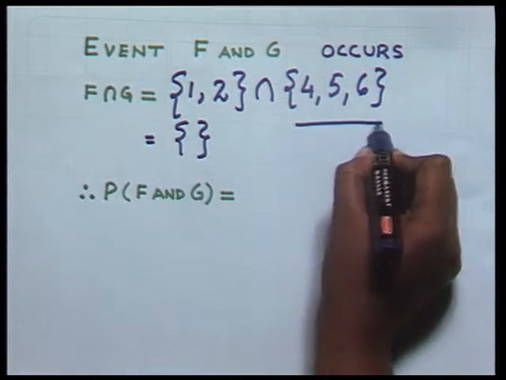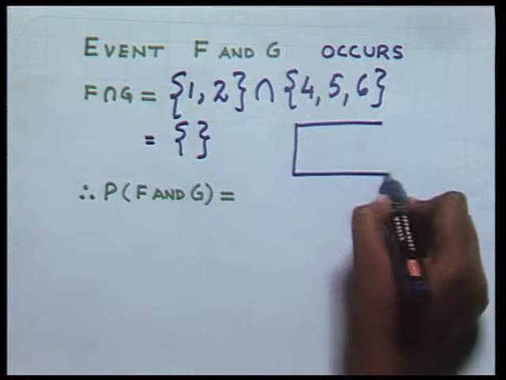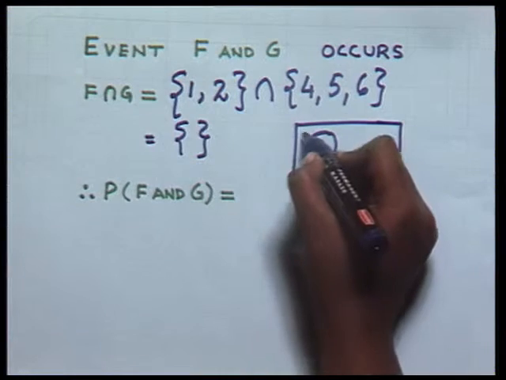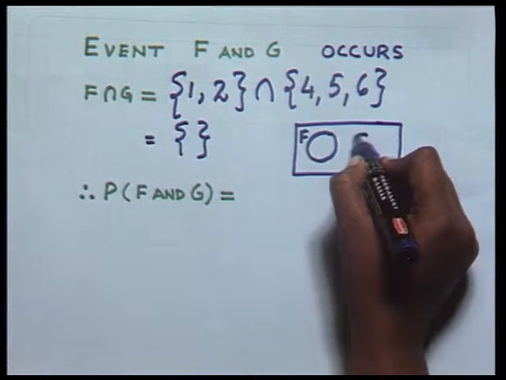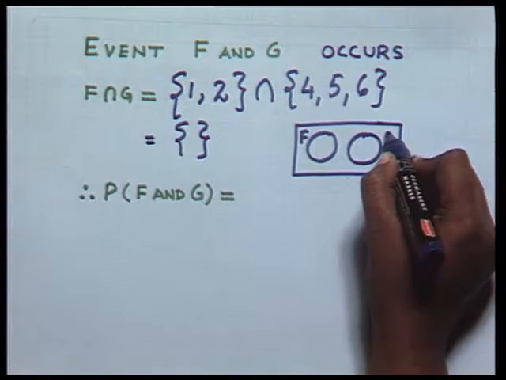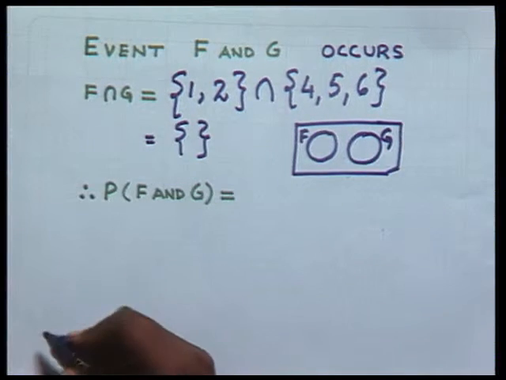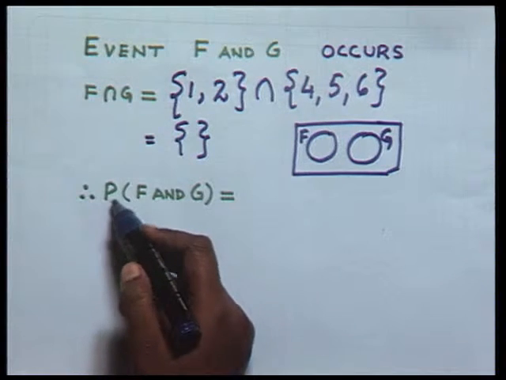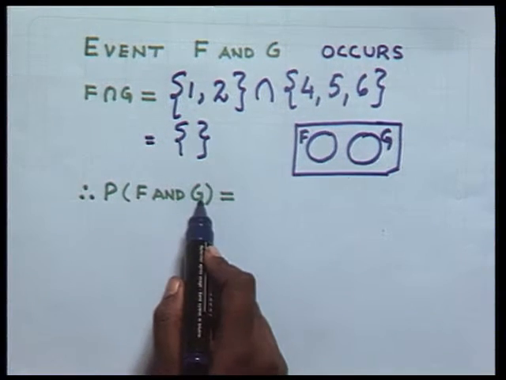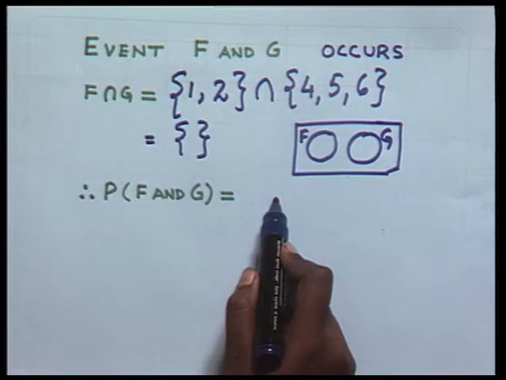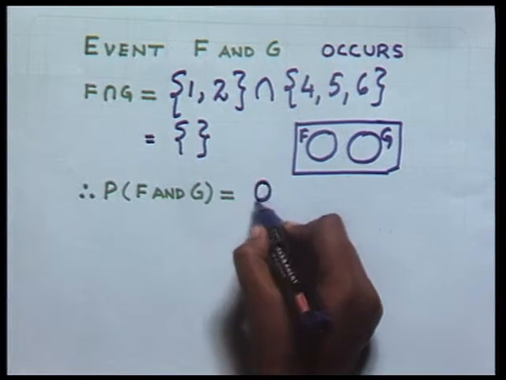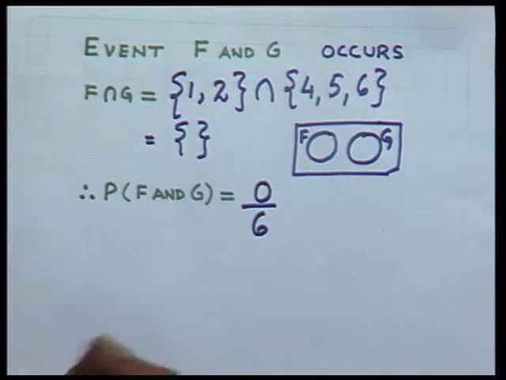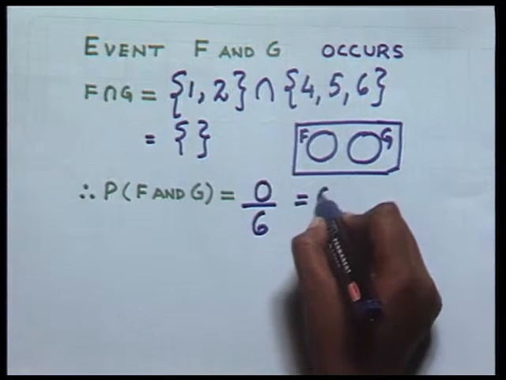By Venn diagram, we can show it like this. This is the sample space, this is set F and this is set G. They do not have any common element, and therefore, probability of the event F and G is equal to the number of favorable outcomes, which is 0 in this case, upon the outcomes in the sample space, which is 6, which is equal to 0.